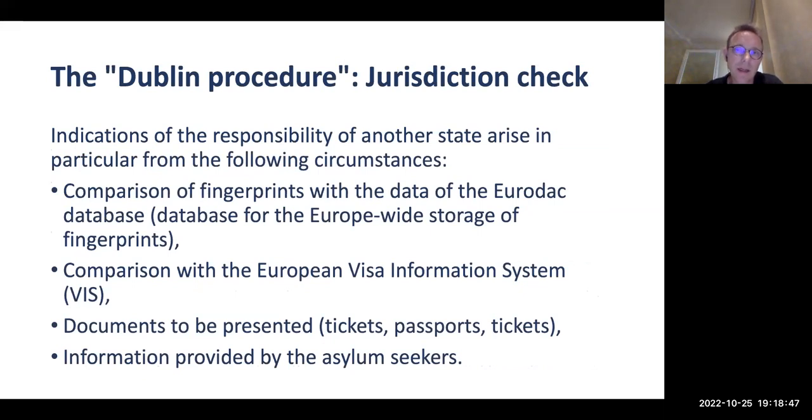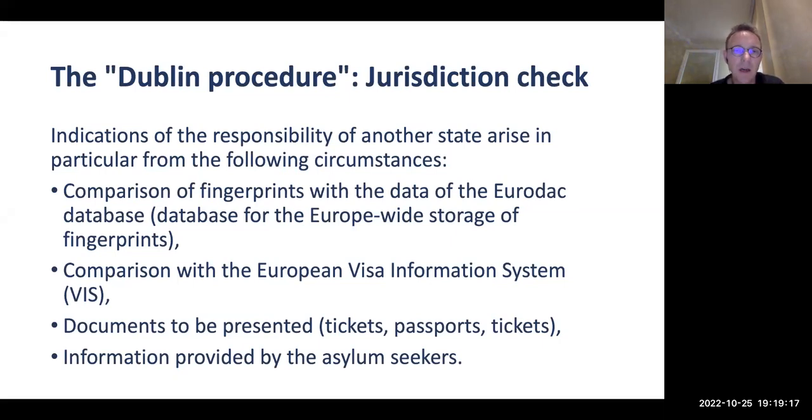Obviously, these databases do not show which kind of family ties a person may have in another country. That is at the discretion, or rather the obligation, of the Dublin units to verify whether there are family ties in other countries, and that means that in this moment the information from the fingerprints or the visa information systems is not sufficient.